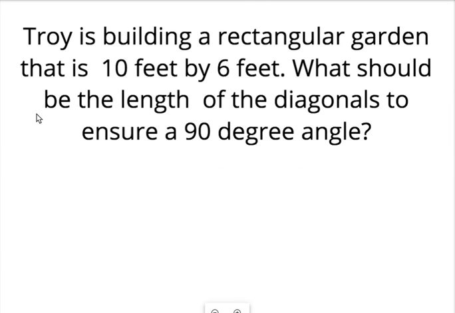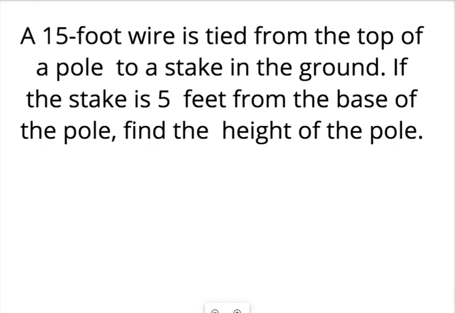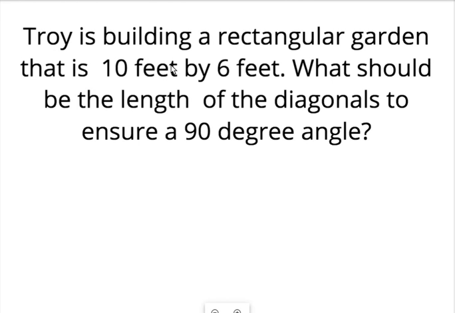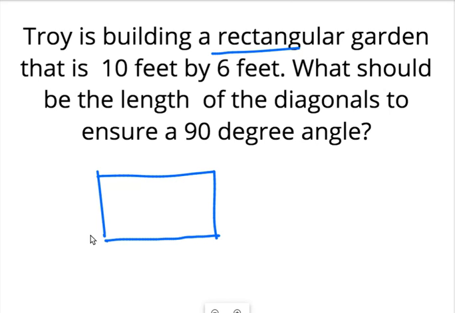Okay, next one. Troy is building a rectangular garden that's 10 feet by 6 feet. What should be the length of the diagonals to ensure a 90-degree angle? So there feels like there's a lot going on here, but let's just take it one step at a time. Troy is building a rectangular garden. So rectangle. What we do know about rectangles is there are 90-degree angles, right? In all of my corners.